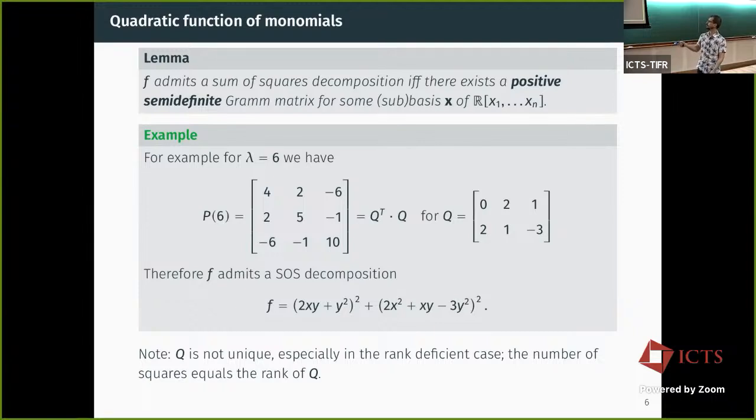Maybe one more thing that I want to say is that the number of squares equals the rank of Q. The whole story here is that I'm given something that looks like a polynomial, and then I treat it as a quadratic form, and then the whole thing is about searching for the right basis in which the Gram matrix for this polynomial is positive semi-definite.